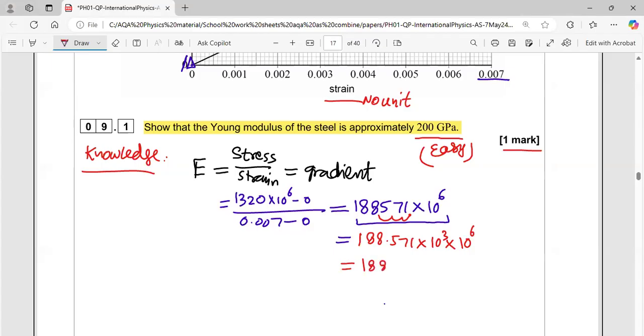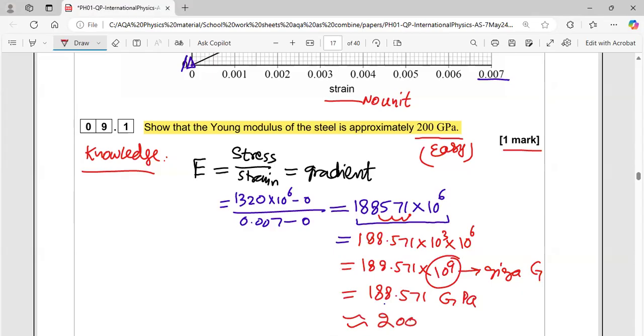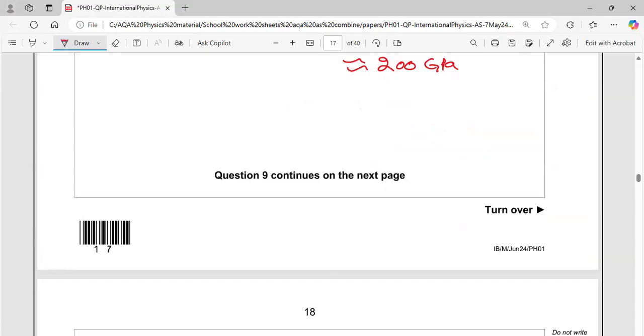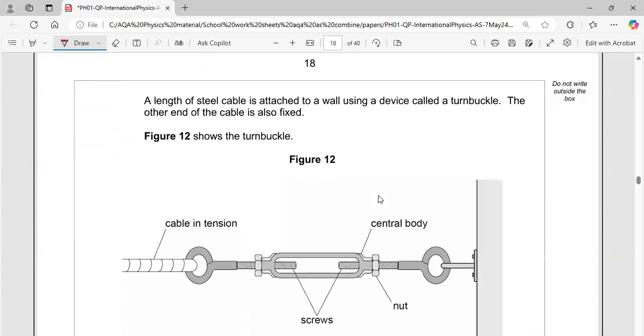And then 188.571 times 10 raised to power 9. And you know the 10 raised to power 9 is giga actually. So you say that it is 188.571 gigapascal. You will write this and then you will say that we can round this off to 200 gigapascal. So this is actually the legal way to solve this question. Okay, let's move on to the next part.